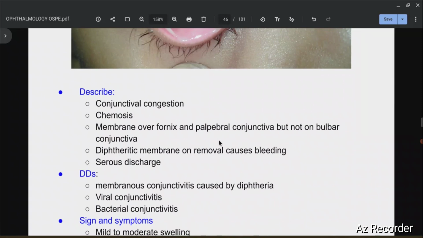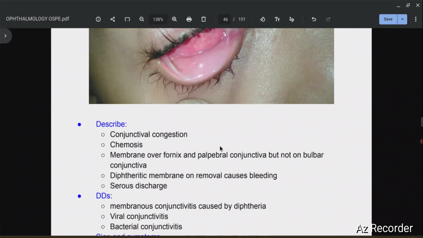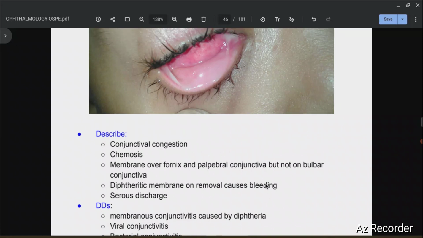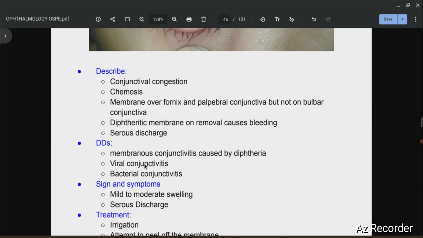One more important thing: there will be serous discharge. Also important, a diphtheric membrane on removal causes bleeding. So when you try to remove this, it will cause bleeding. What are your differential diagnoses? This is membranous conjunctivitis caused by diphtheria.